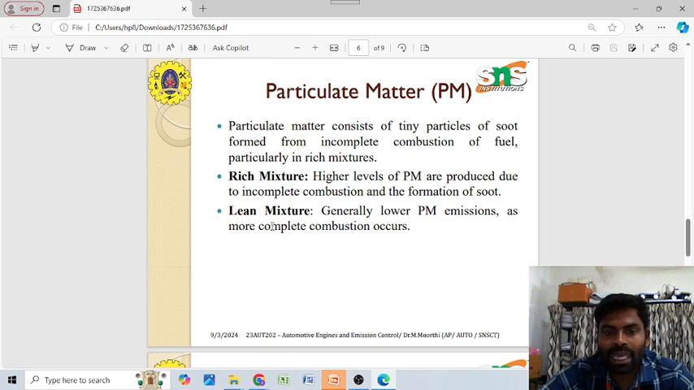And next, the lean mixture generally gives lower particulate emission, as a more complete combustion process takes place. As I said earlier, the rich mixture means we get more quantity of fuel, and the lean mixture means we get more quantity of air. It's vice versa. Rich fuel means there is insufficient oxygen to complete the combustion process, so it forms unburned fuel, which comes out as particulate matter. With the lean mixture we get more air compared to fuel, which supplies more oxygen, more than enough to burn the fuel completely, so it liberates lesser particulate matter.